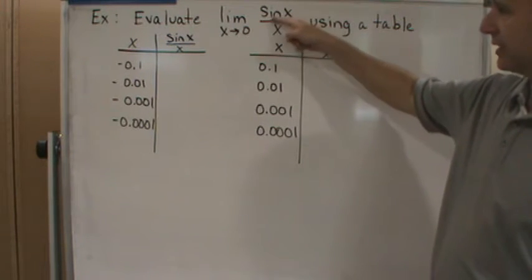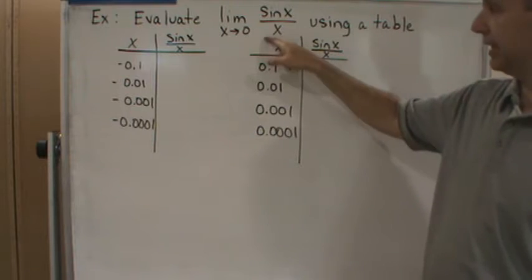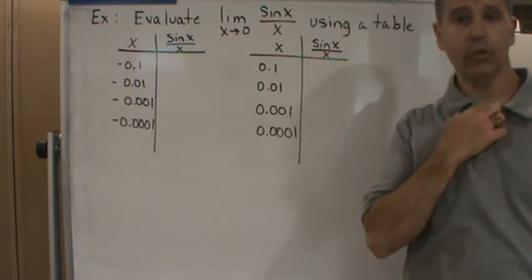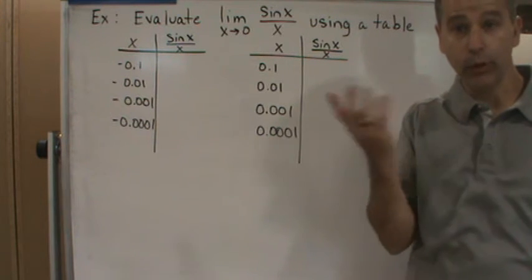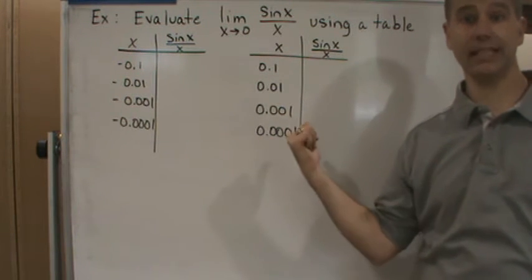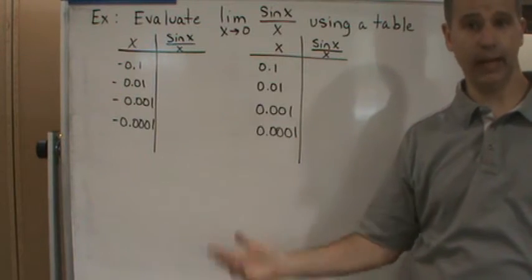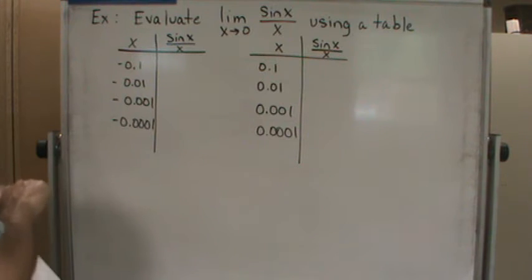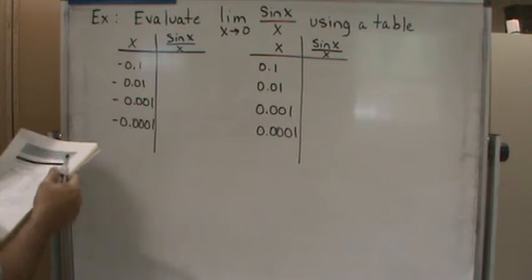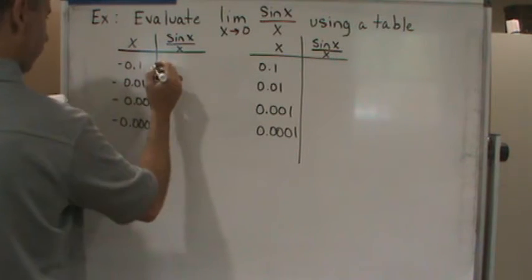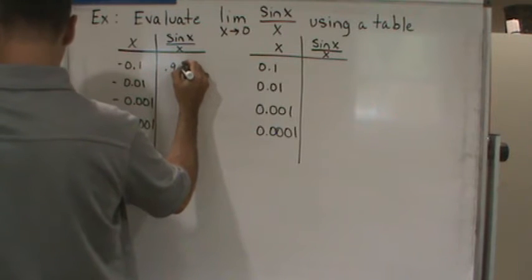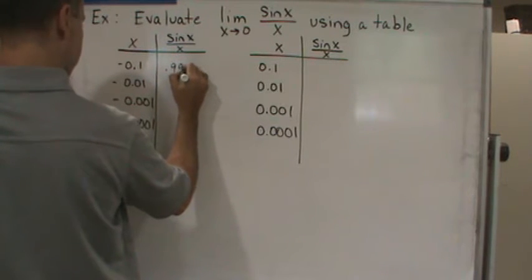Well, what happens? The sine of 0 is 0, and x is 0, so we get 0 over 0, which is indeterminate form. So it doesn't give us anything, and we don't know. So we're going to use a table to see what's going on. I'm going to write down the values that I get from the calculator. Again, do this on your own for understanding. I'm not going to write in all the values, but I'm going to write enough.